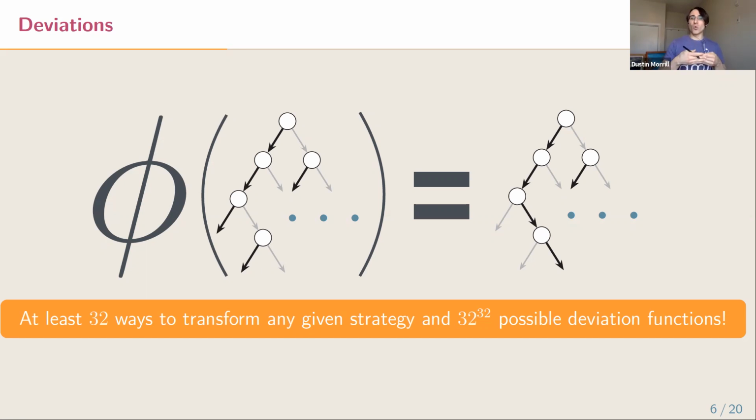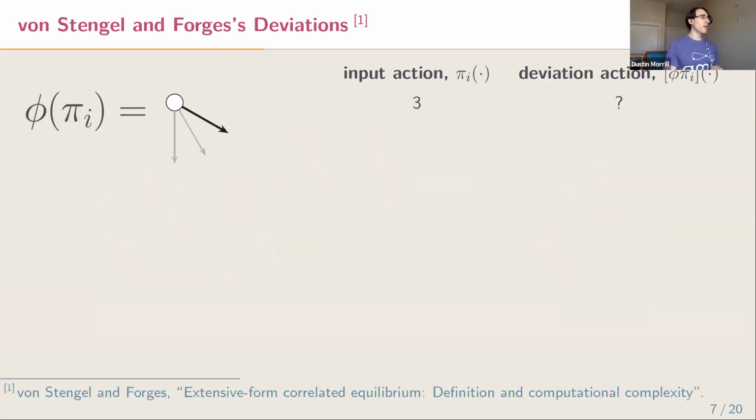where information can only flow from the start of the game to the end. So deviations like this were described by von Stengel and Forge as being procedurally generated through the actions of a fictional deviation player. So this deviation player gets to see the parts of the input strategy and then makes their own decisions for player I.